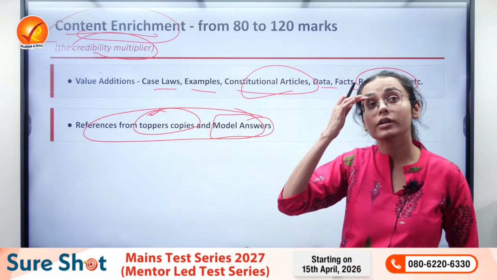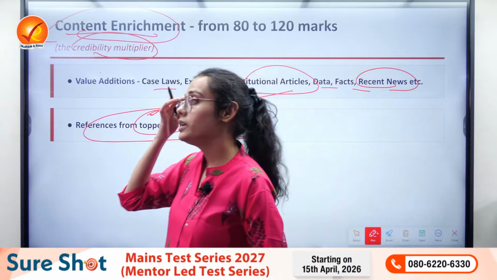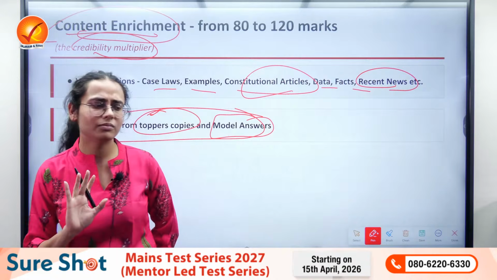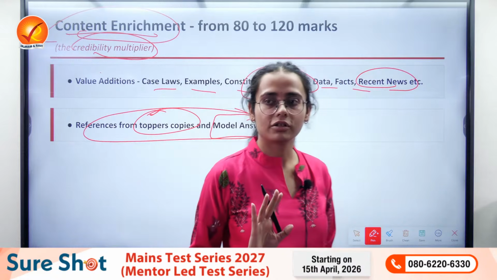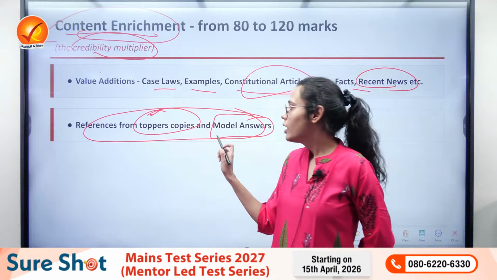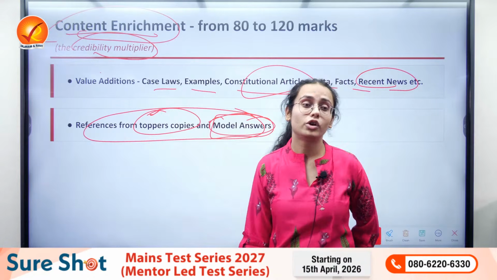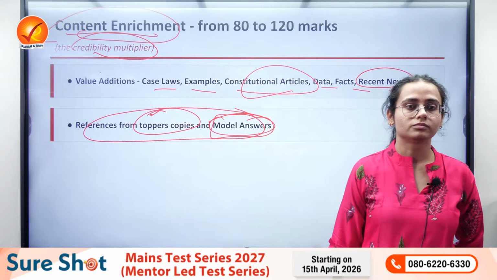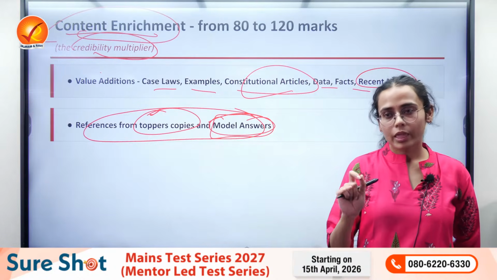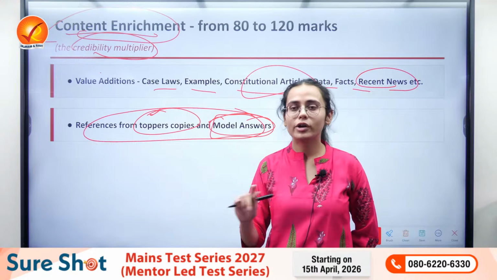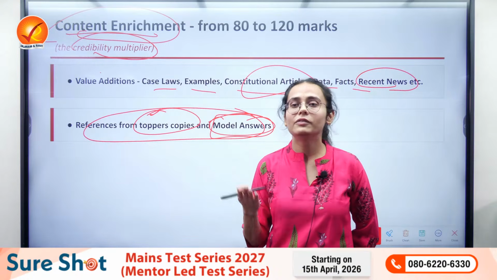In fact, I have hardly read any book for ethics. Still I managed to get decent enough marks in both my mains. But what was my main source? My main source was this, model answers and toppers copies. That's what I'm saying. Just do the Jugadu method. Take the keywords, take the content.